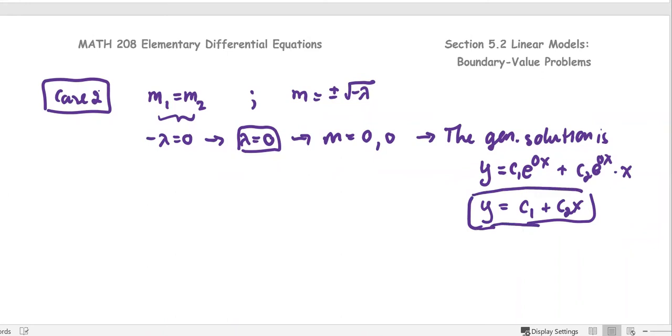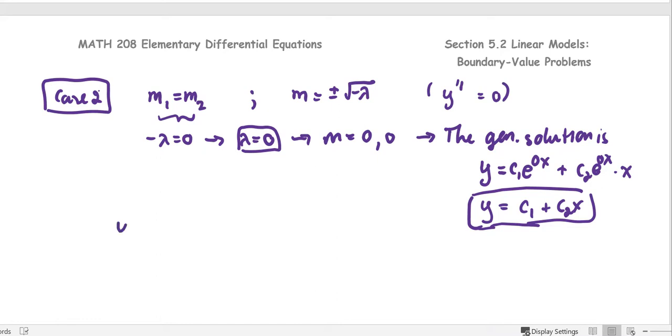If lambda is 0, basically the equation becomes y double prime equals 0. That's the simple form of the second derivative, where we can find the answer without any advanced technique to solve for it. We just look at the case that lambda equals 0. So the answer will be in the form of y equals c1 plus c2 times x.